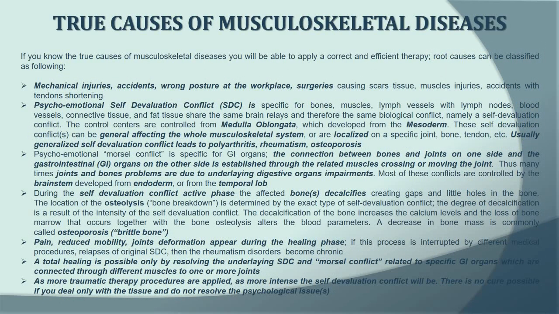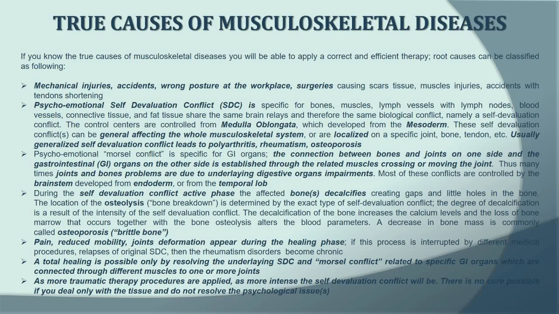Alright, so let's try to sum this all up. What are the true causes of musculoskeletal diseases? If you know the true causes of those diseases, you will be able to apply a correct and efficient therapy, and the root causes can be classified as following. First, mechanical injuries, accidents, wrong posture at your workplace, and surgeries that cause scar tissue, muscle injuries, and accidents with tendon shortening. Second, psycho-emotional self-devaluation conflicts, and we talked a lot about those in this presentation.